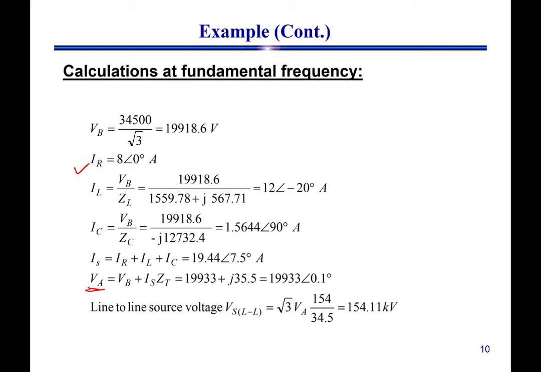This is the phase voltage. If you would like to calculate the line voltage, multiply by root 3. But of course, this is at the low voltage side. This is VA referred to the low voltage side. If it is referred to the high voltage side, we multiply it by the high voltage over the low voltage, just to find the source voltage on the high voltage side. So it becomes 154.1.